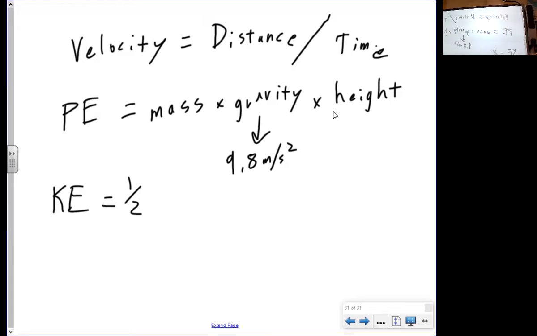One's easy, it's already on the board. We just said it's the energy of motion. Well, your distance divided by your time, which means your velocity. So we have some velocity, and we're actually going to square the velocity, because it means more than the other thing.